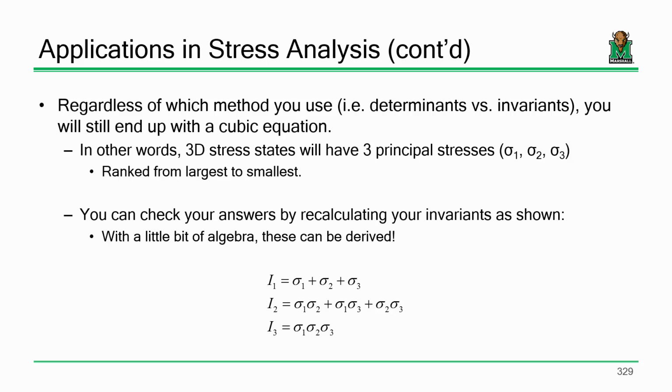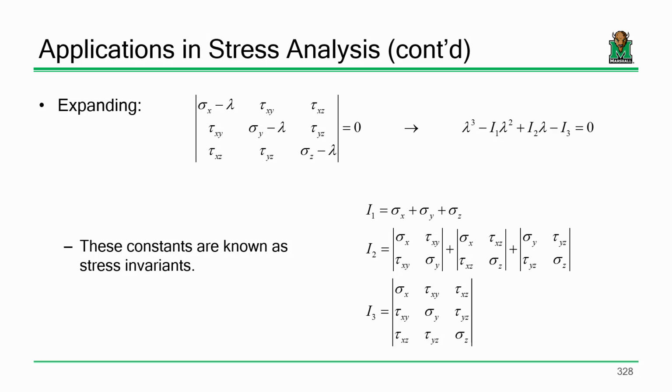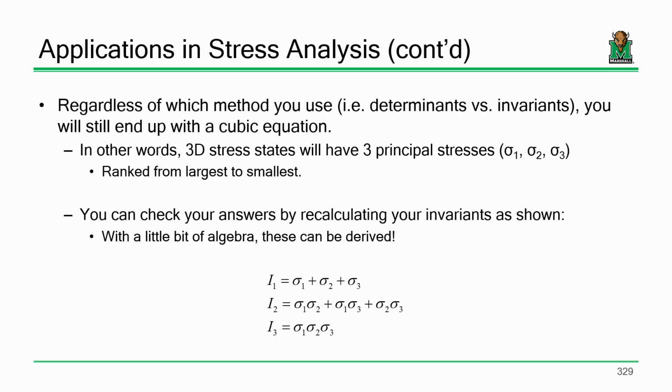It's actually pretty nifty. For I1, you can add up the terms along your main diagonal or add up your principal stresses, and you get the same answer. So it's kind of nice because it's a check to see whether or not what you're doing is correct. Sound good? Because we're going to do a problem here in a little bit. We'll do it together.